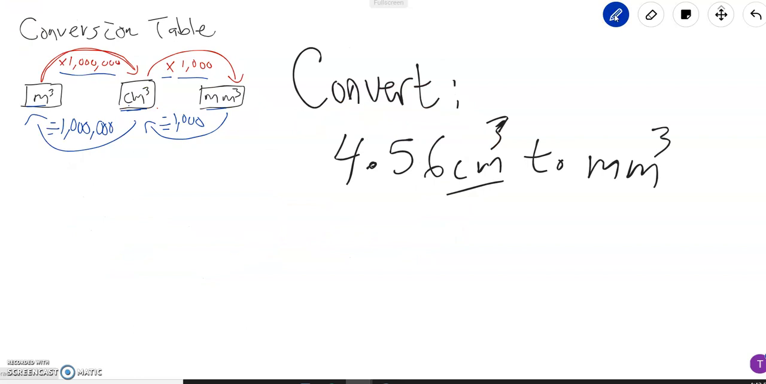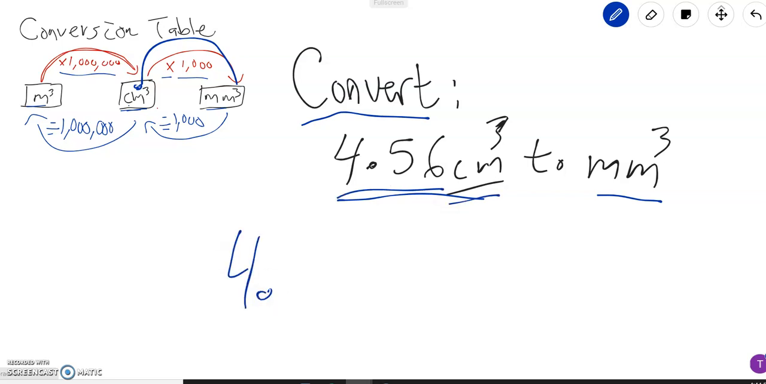Okay, so let's do some converting questions. Our first question, we have convert, which means to change. We are going to convert 4.56 cubic centimeters to cubic millimeters. If we go back to our table up here, we see that when we go from centimeters to millimeters with the cubic conversion table, we have to multiply by 1,000. So we take our number with our unit, 4.56, and we multiply it by what the table says. We multiply it by 1,000.